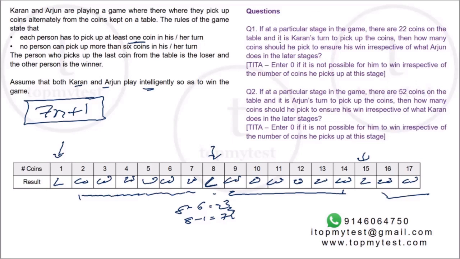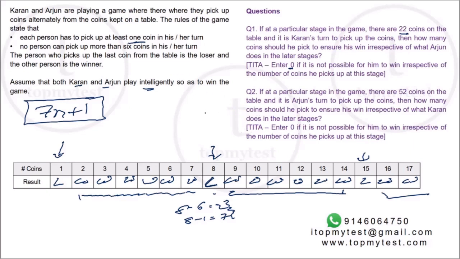Question number 1. If at a particular stage in the game, there are 22 coins on the table and it is Karan's turn to pick the coins, how many coins should he pick so as to ensure his win, irrespective of what Arjun does in the later stages? Enter 0 if it is not possible to win.